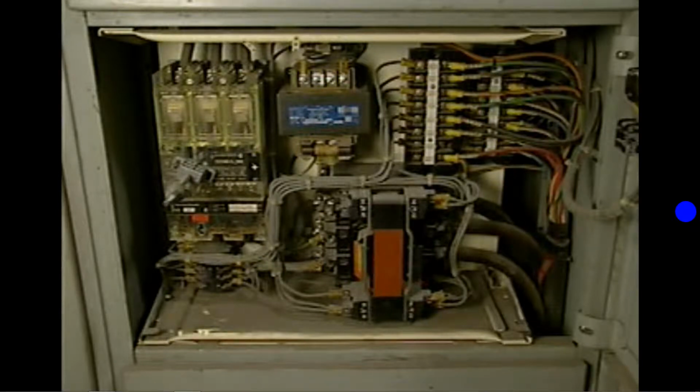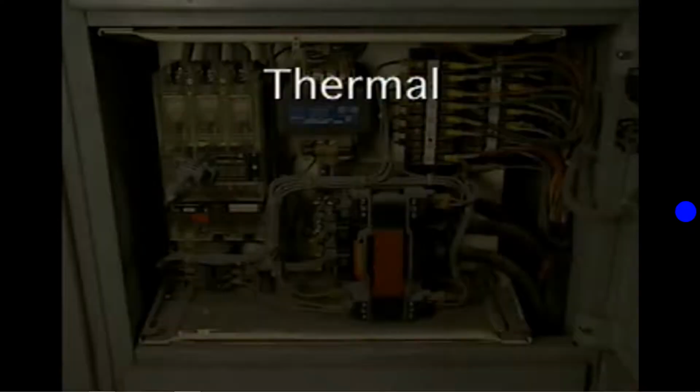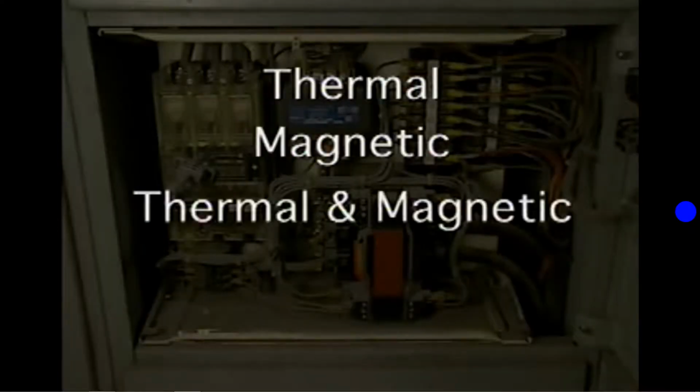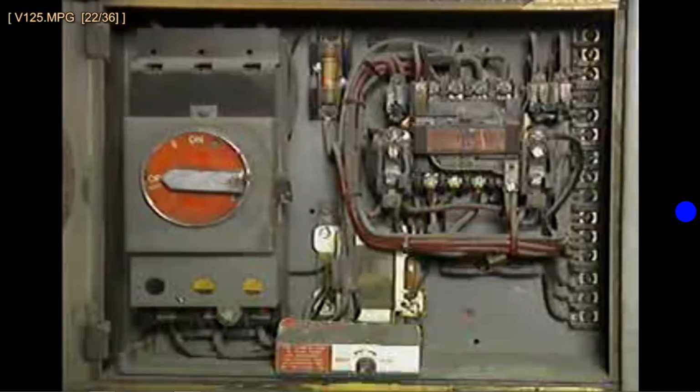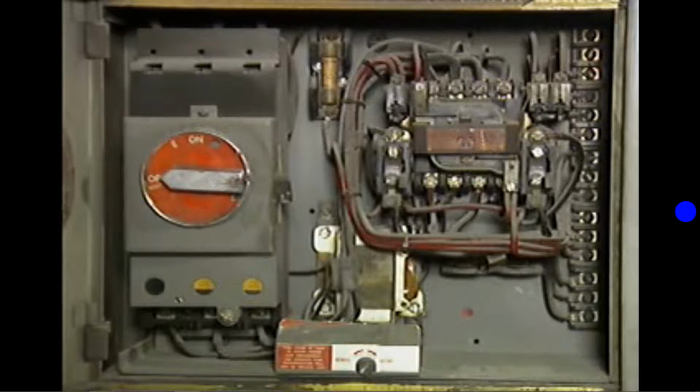The most common methods that are used to provide this automatic trip feature are thermal, magnetic, and a combination of the two. All three methods have an inverse time characteristic. That is, the higher the overcurrent condition, the faster the circuit breaker will trip. Thermal circuit breakers operate in response to changes in temperature.